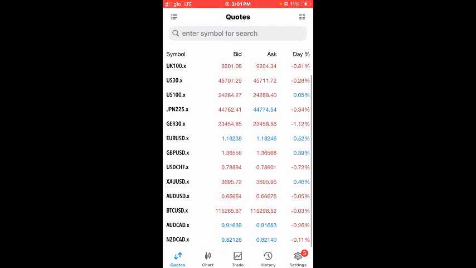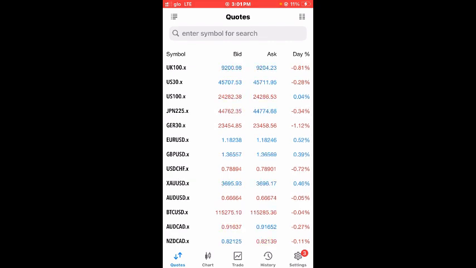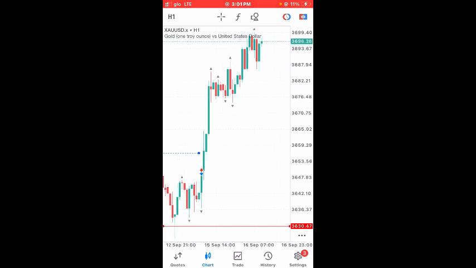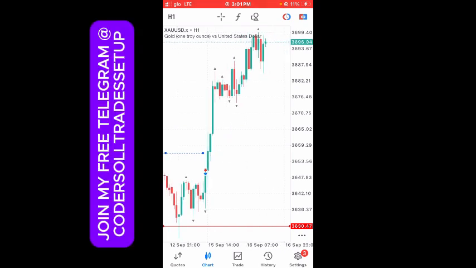Let me open one of the markets and we're going to be using gold. To open gold, open the chart right now. As you can see, we are on the 1 hour time frame, and price is bullish overall. Now let's calculate our take profit. Let's calculate our pip count as per buys.